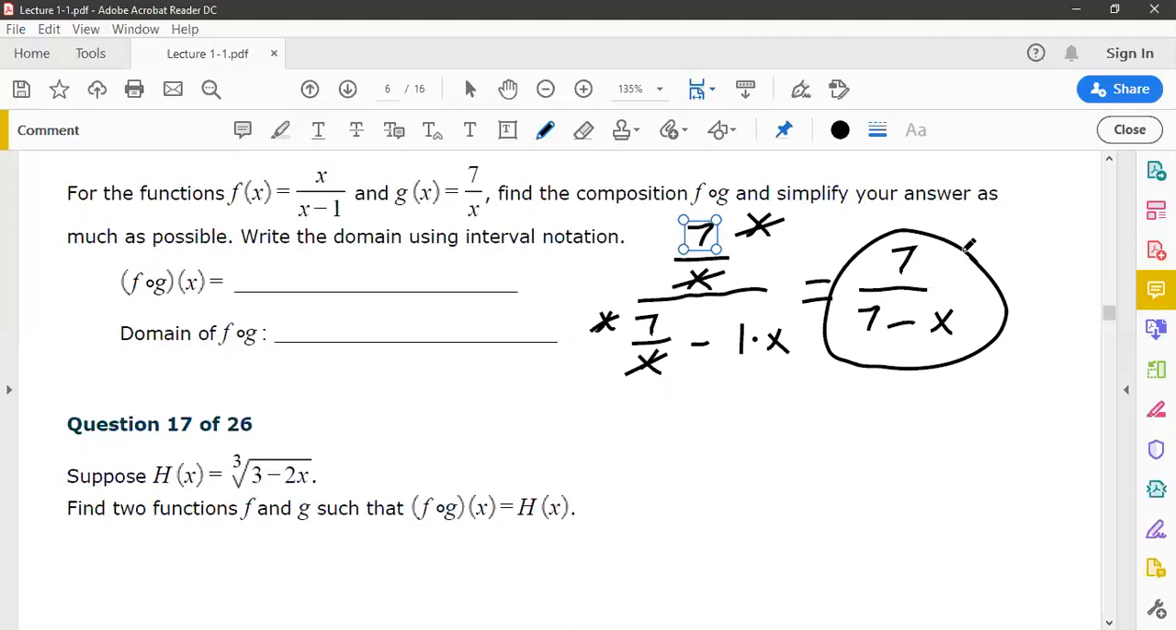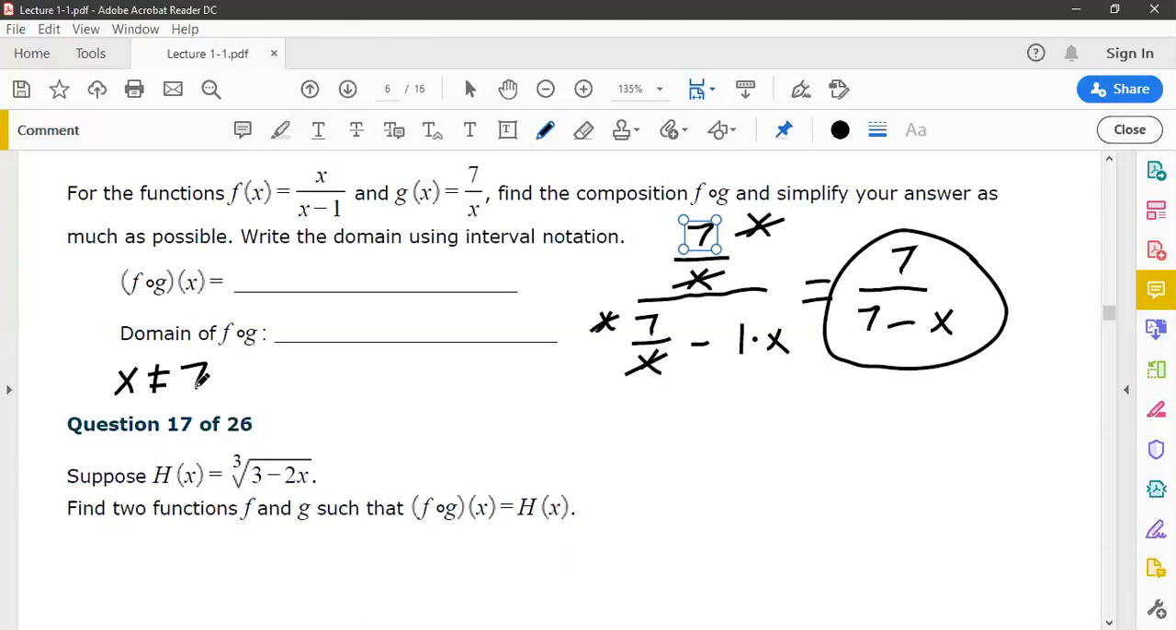Now it says find the domain. So again, as I said in prior videos, we'll deal with finding domains more in depth later on. But remember that anytime you have a fraction, your denominator cannot be 0. So the value that makes your denominator 0 here is 7, because 7 minus 7 is 0. So we know that x cannot equal 7.